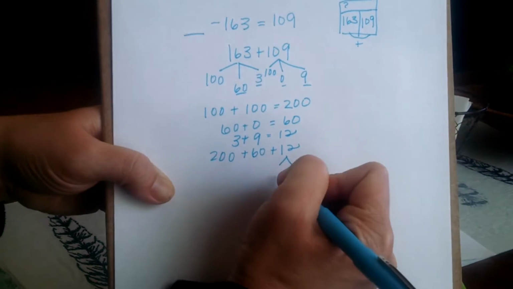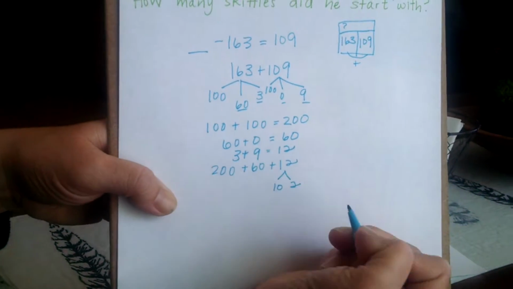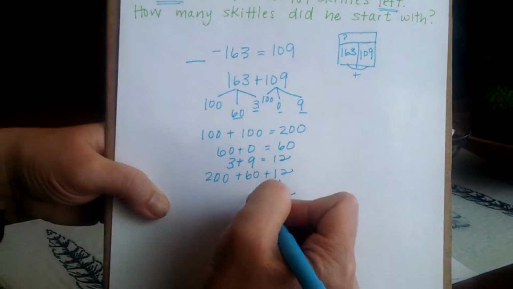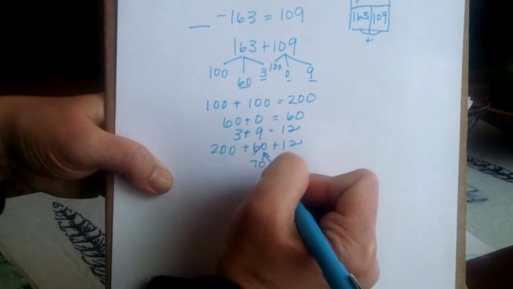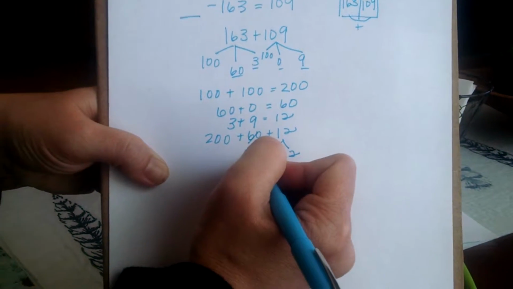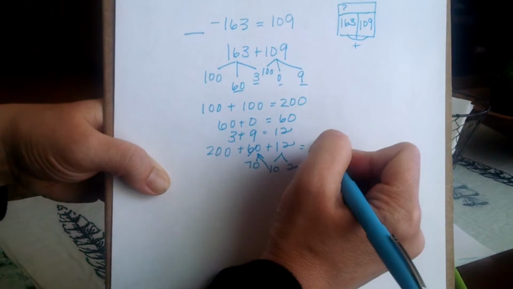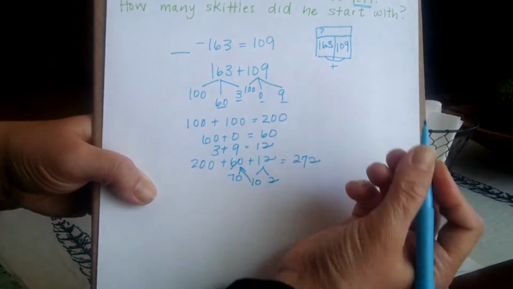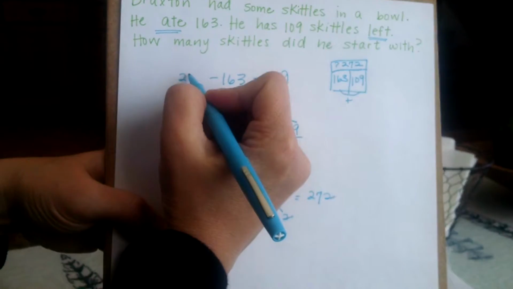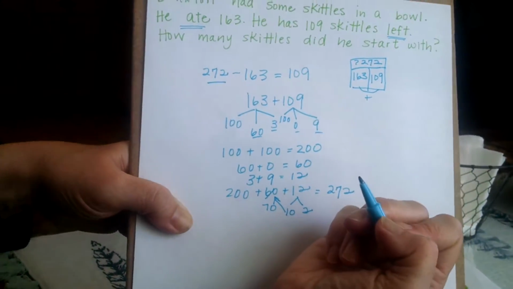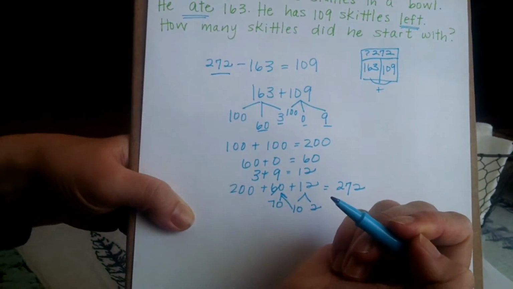And Heaven would probably need to break this apart just to see it into the tens and the ones spot. So she's going to see that 10 could go over here, and this number can now be 70. So it's 200 plus 70 plus 2 would equal 272, which would be our whole number. And that would be the beginning of our sentence. So he started out with 272 Skittles.